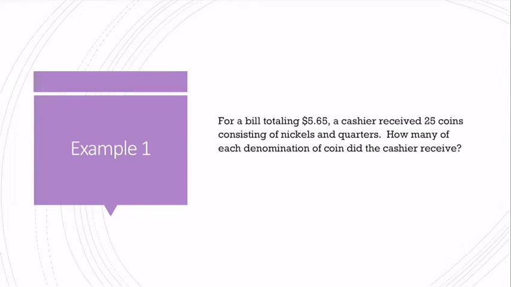But what we want to find is how many of the denomination of each coin the cashier received. So I'm going to let X equal the number of nickels. Now our cashier received 25 coins total, so we could have 25 minus the number of nickels be the number of quarters.